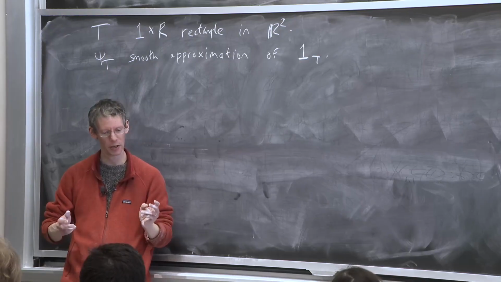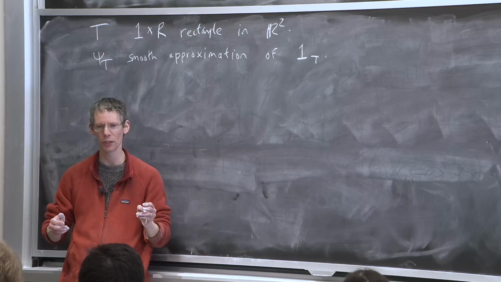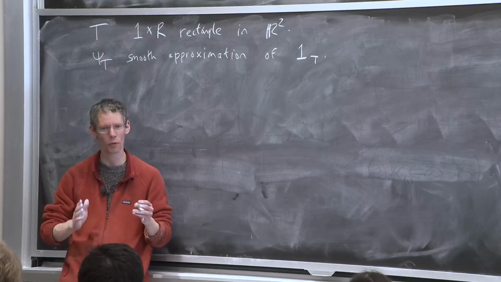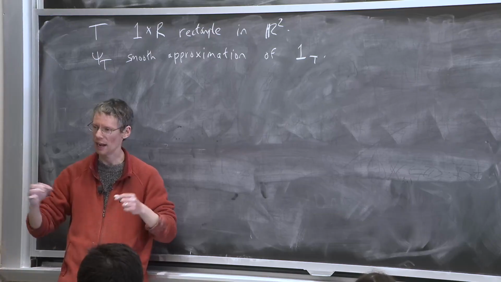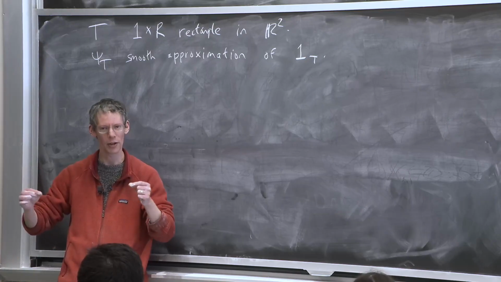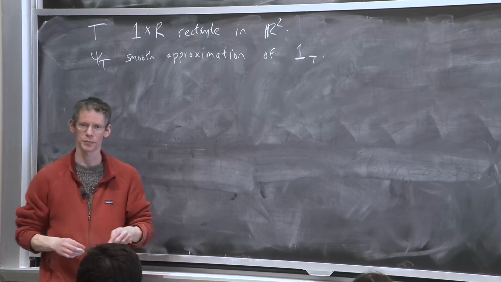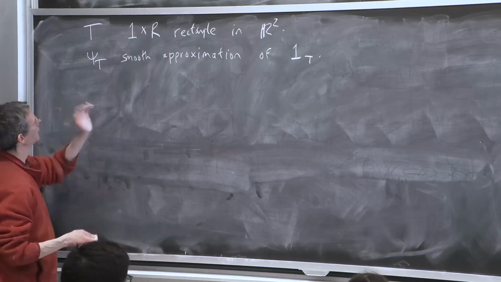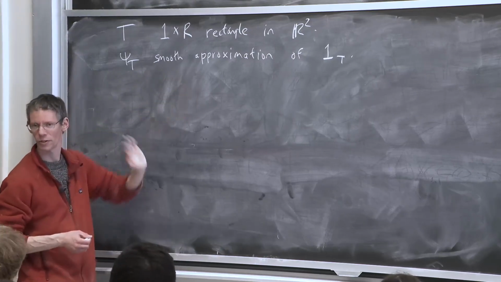I do that partly because I feel like sometimes the messy details obscure the main trajectory of what we want to do. So it's good to first learn what you want to do, and then once you know where you're trying to go, fill in all the little steps to get there. OK, so for this class, I won't say anything more precise than C sub t is a smooth approximation of the characteristic function of t.